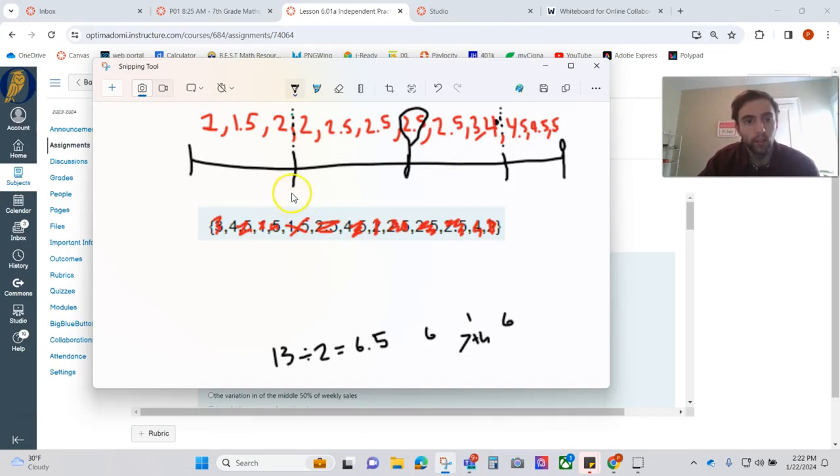To find our quartile range, we do quartile 3 minus quartile 1. This middle is the second quartile, or the median is what that would be called. But we don't need to worry about that so much right now. So we do quartile 3 minus quartile 1.